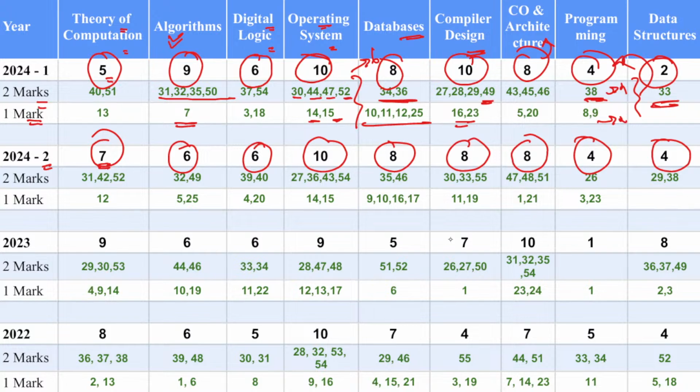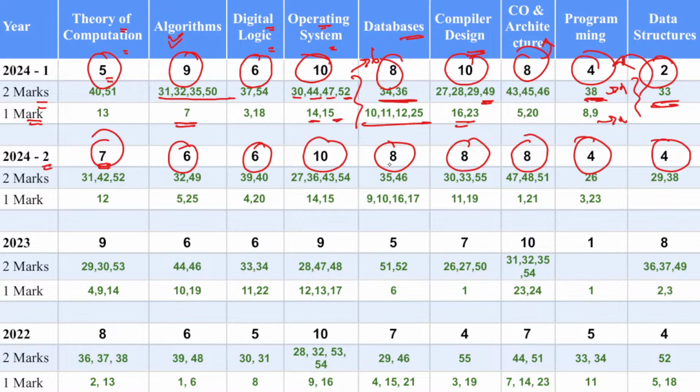Okay, so you can see that the heavily weighted subject I have already written from the start. So these are the must to do subjects that you should not even try to skip. All right, everyone. So 2 marks question came like 31, 42, 52, and 1 mark was of 12 marks. Right, everyone? 32, 49 came for 2 marks. And 5 and 25 for 1 mark. After that, for 6 marks, 39, 40, 4 and 20 came. After that, for 10 marks, 27, 32, 36, 43, 54 came. And for 1 marks, 14 and 15 came.